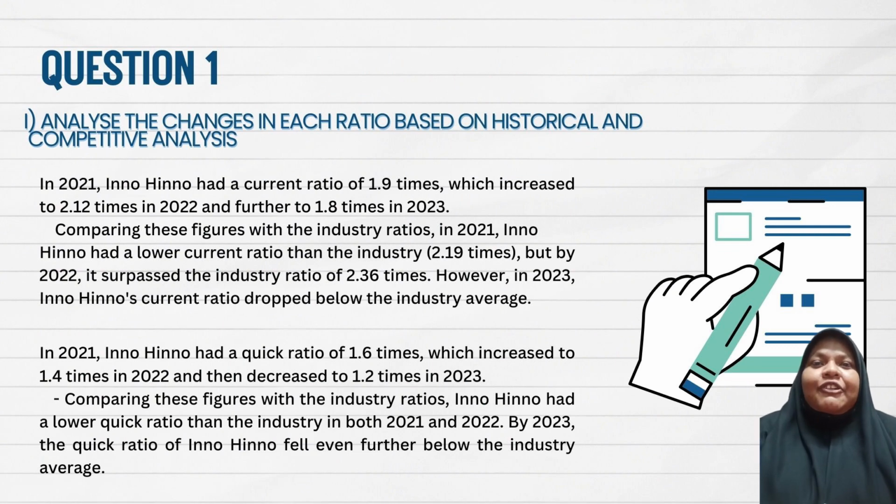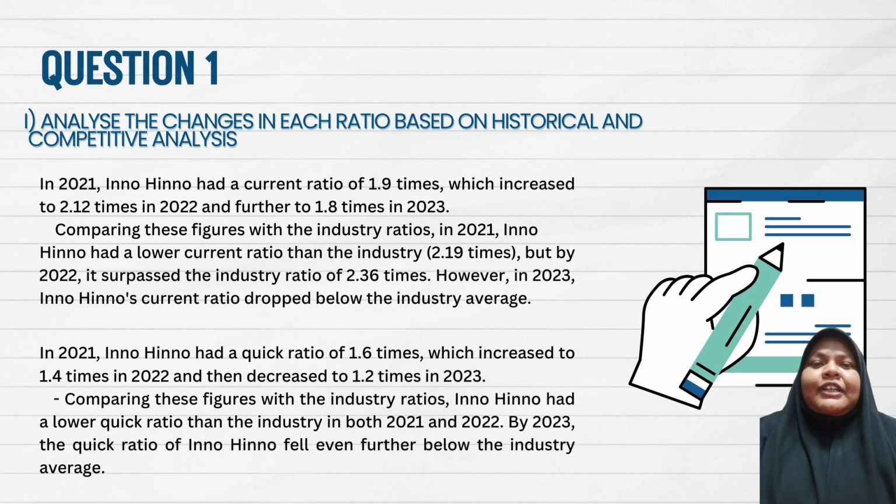So I will explain question 1, which is to analyze the changes in each ratio based on historical and competitive analysis. First, current ratio analysis. In 2021, Inohino had a current ratio of 1.9 times, which increased to 2.12 times in 2022 and then fell to 1.8 times in 2023.